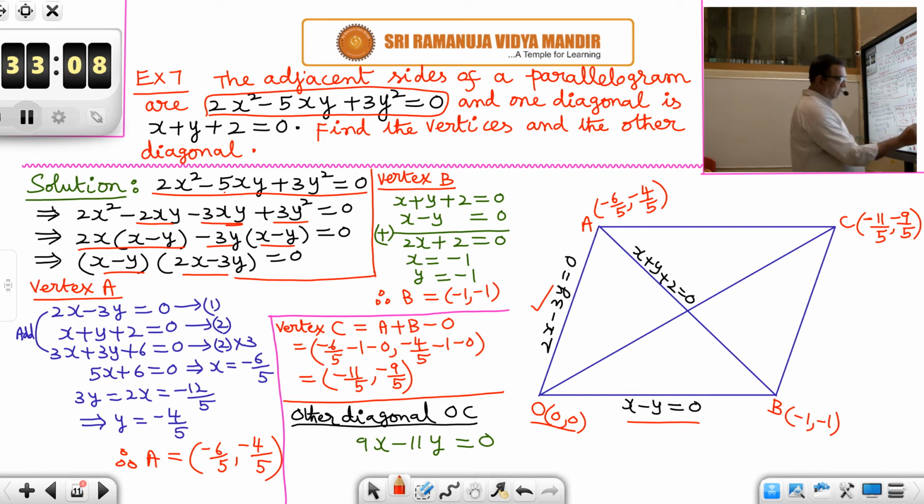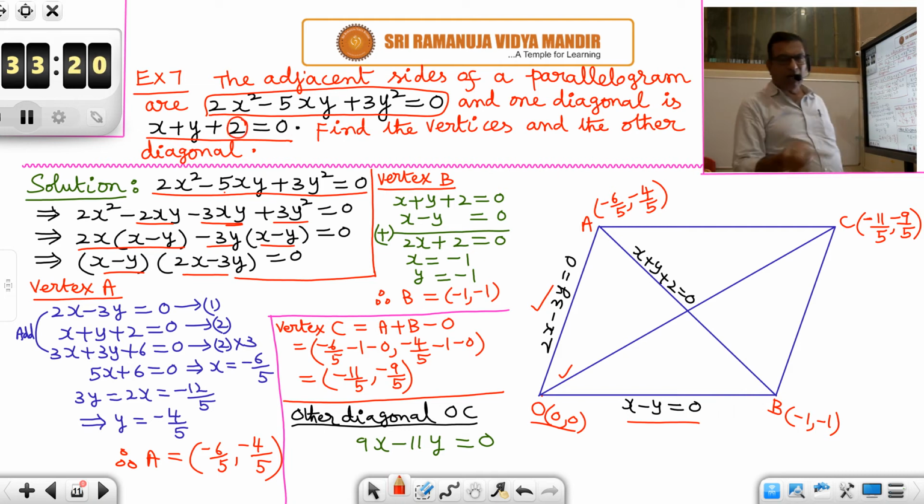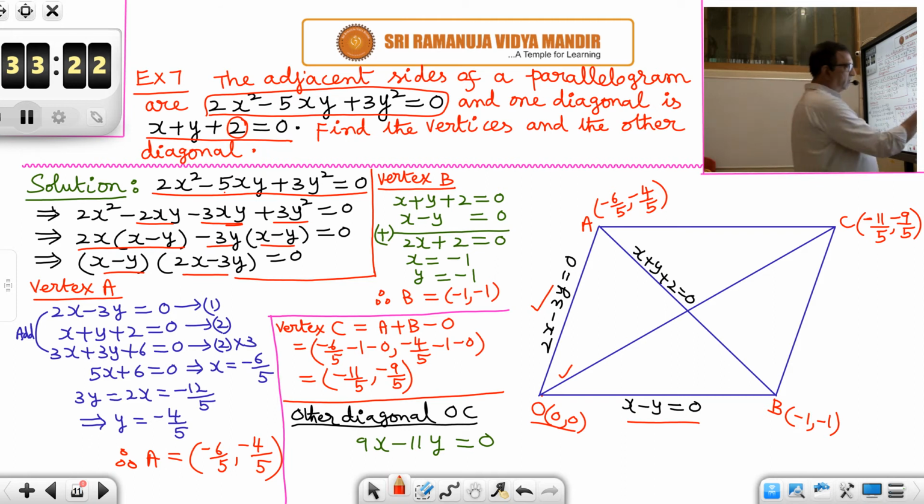So of course one diagonal, this diagonal passes through the origin. He has given one diagonal in the problem, x plus y plus 2 is equal to 0. Constant term 2 is there, means it is the diagonal not passing through the origin. So this diagonal he has given. Okay, diagonal AB as given, diagonal OC we have to find out.